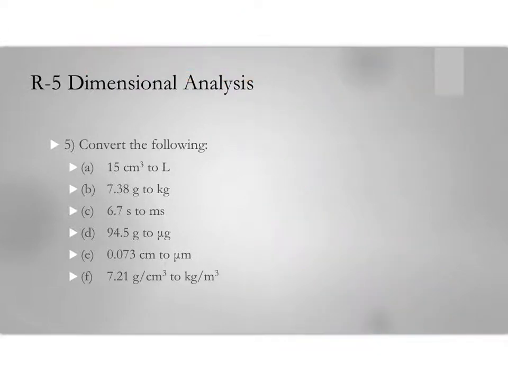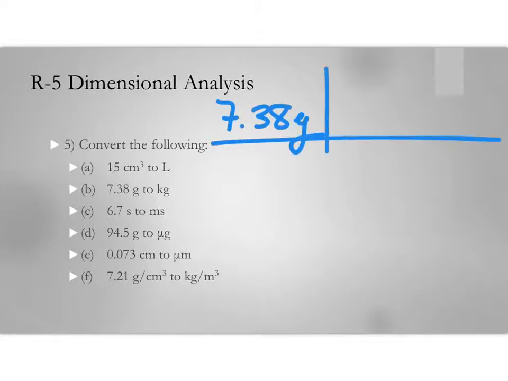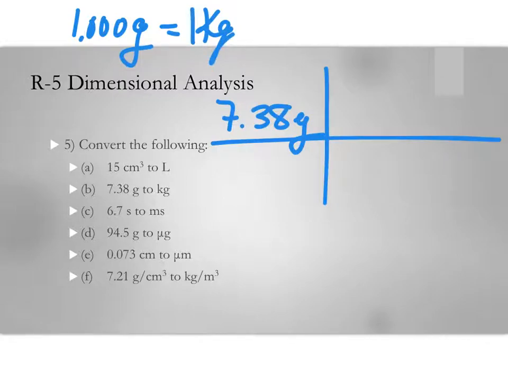All right, the next problem there is 7.38 grams into kilograms. So 7.38 grams is what we're going to start with, to kilograms. There are 1,000 grams in 1 kilogram. So we're going to put the grams below and the kilograms above. We're going to do the same thing here. We're going to divide by 1,000.